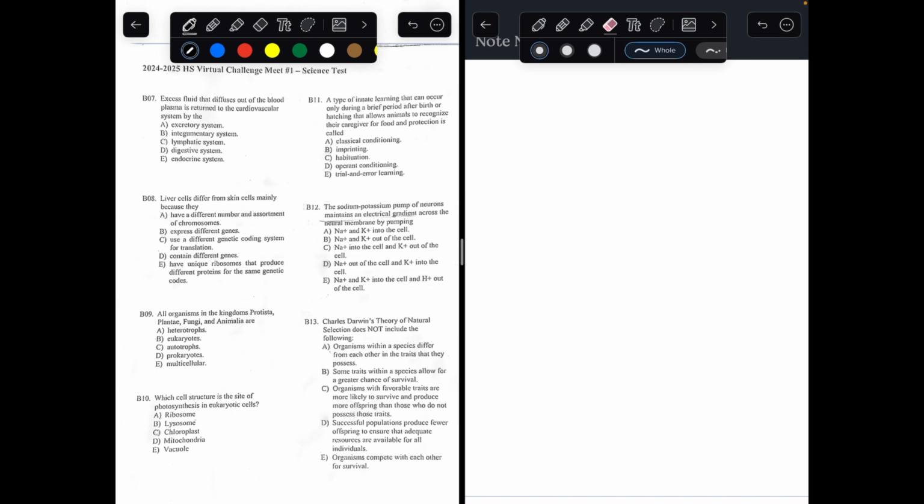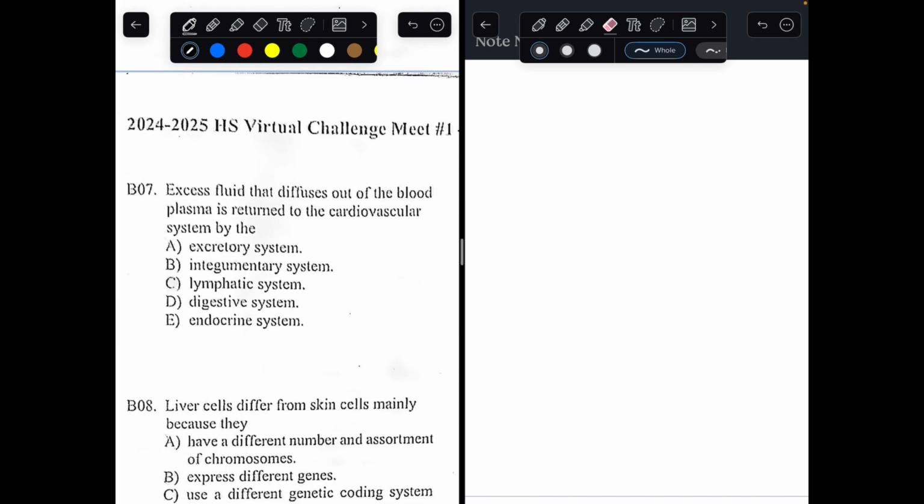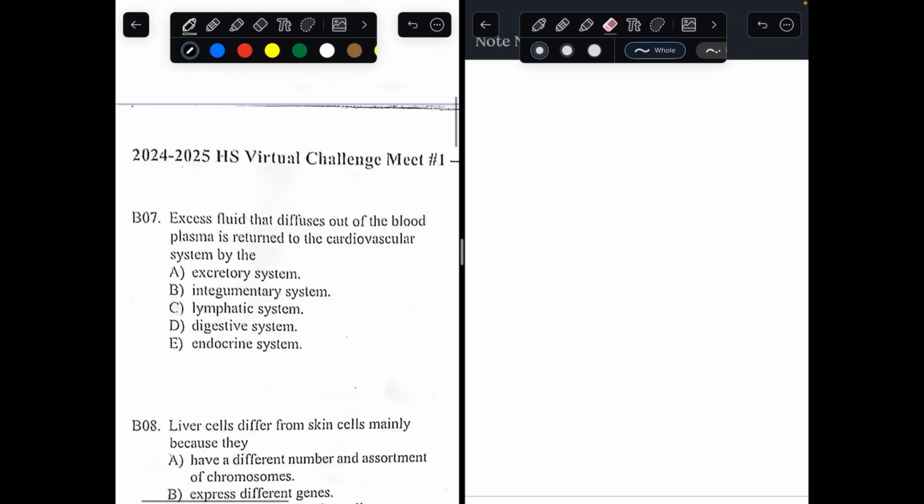Number 7. Excess fluid that diffuses out of the blood plasma is returned to the cardiovascular system by the what? We need to know the functions of each of these body systems. The excretory system, as you can see from the word excrete, its job is to excrete bodily waste. So urine or feces, these are parts of the excretory system, as that's bodily waste. So it's to remove bodily waste.